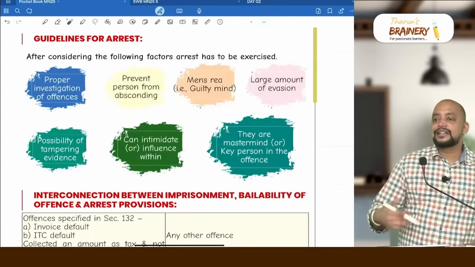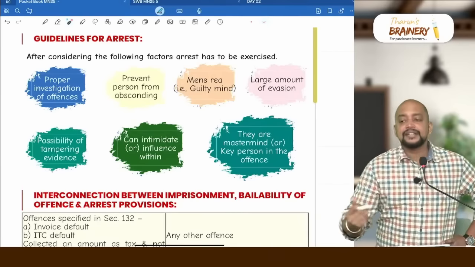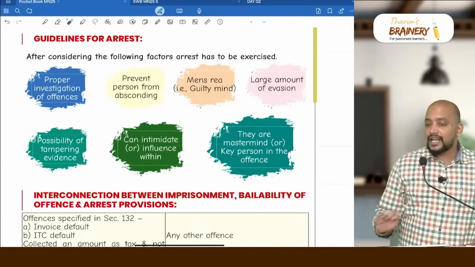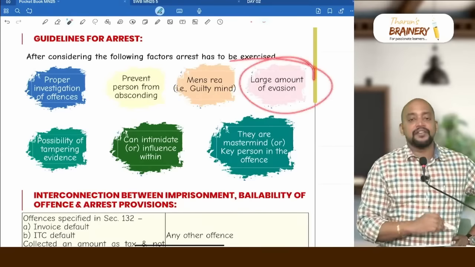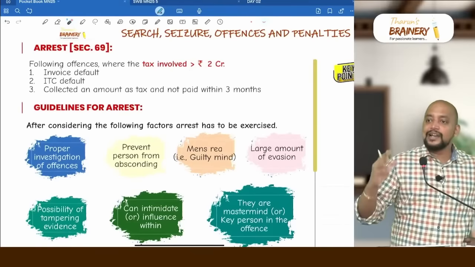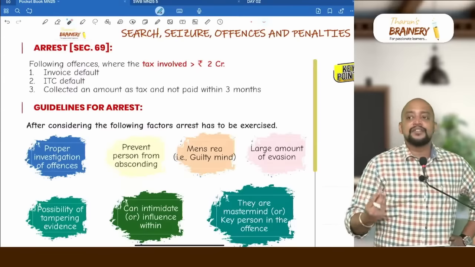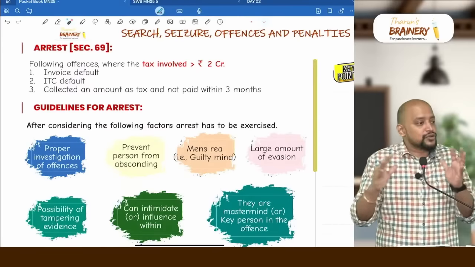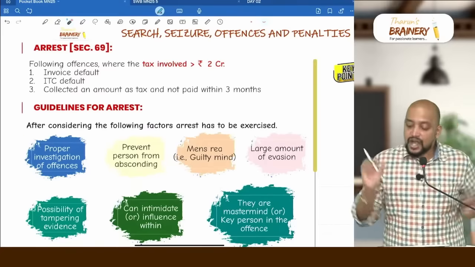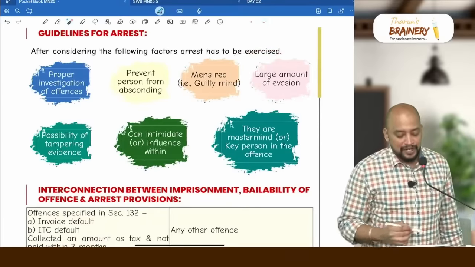If the person says it's an error and he has no intention to defraud the revenue, and all the evidence supports that he has no intention to evade, then definitely arrest should not be made. Large amount of evasion: just because it is 2 crore 1 rupee, don't arrest. It should be really a large amount. If 2 crores is crossed by 1000, or 2000, or 5000, don't arrest. The amount should be really huge, and this 2 crores should not be interpreted so loosely that as soon as it crosses 2 crores, arrest is made. Not like that. A really large amount of evasion should be involved.